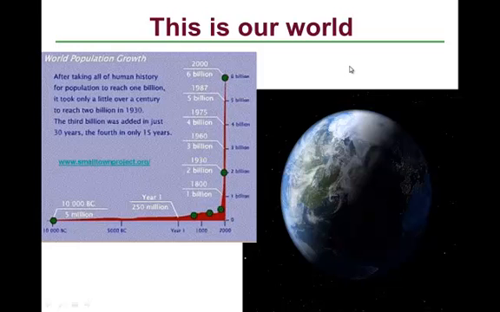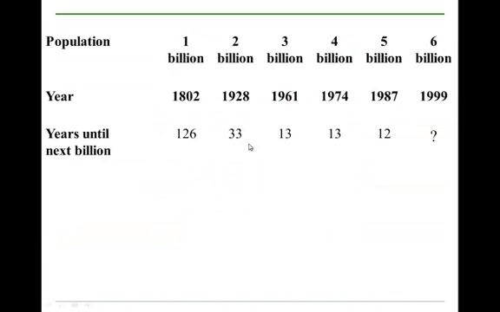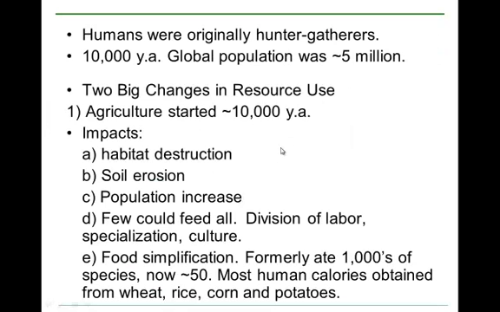And so this is an issue that we're going to have to come to grips with. We have one world, and all of us fit on it. And there are more of us than ever before, and we're impacting the natural world as never before. This is the same data in kind of a table that I just presented to you. Originally, humans were hunter-gatherers, and up until about 10,000 years ago, that was true. The global population was 5 million. Of course, now it's 7 billion.